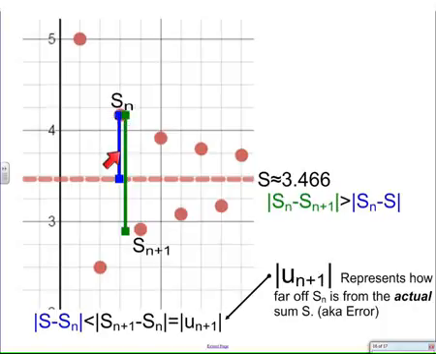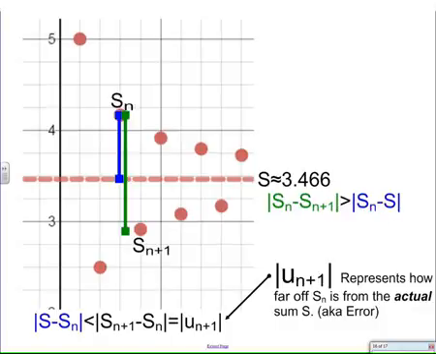First of all, for any partial sum, S sub n, the distance from the partial sum to the actual sum will always be less than the distance of the partial sum to the next consecutive partial sum. Here's the way it looks in math. The nth partial sum less the next partial sum, if I take the absolute value of that, it's always going to be bigger than the difference between the nth partial sum and the actual sum.